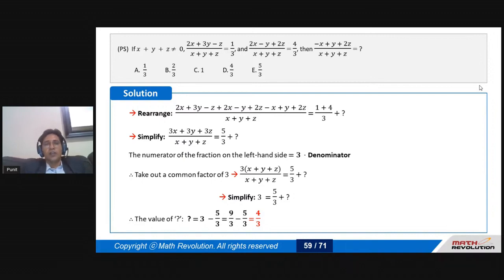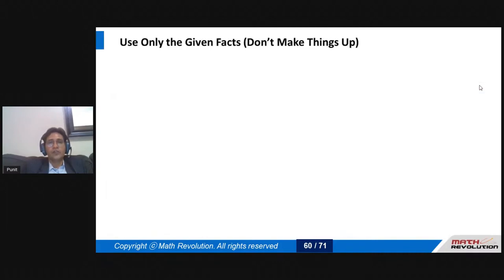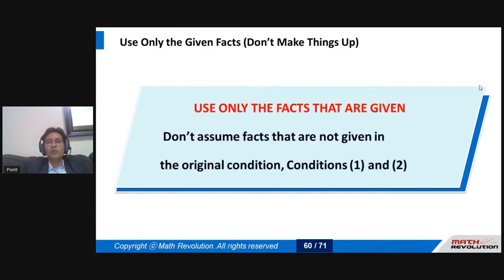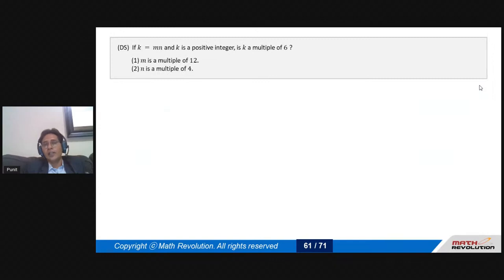So, it does not require complex calculations. Use only the given facts. Don't make things up. Don't assume things that are not given in the original conditions, condition 1 and 2. Let's talk about a question quickly here, please. k equals mn, and k is a positive integer. Is k a multiple of 6? Don't assume m is already a multiple of 12, or n is already a multiple of 4.